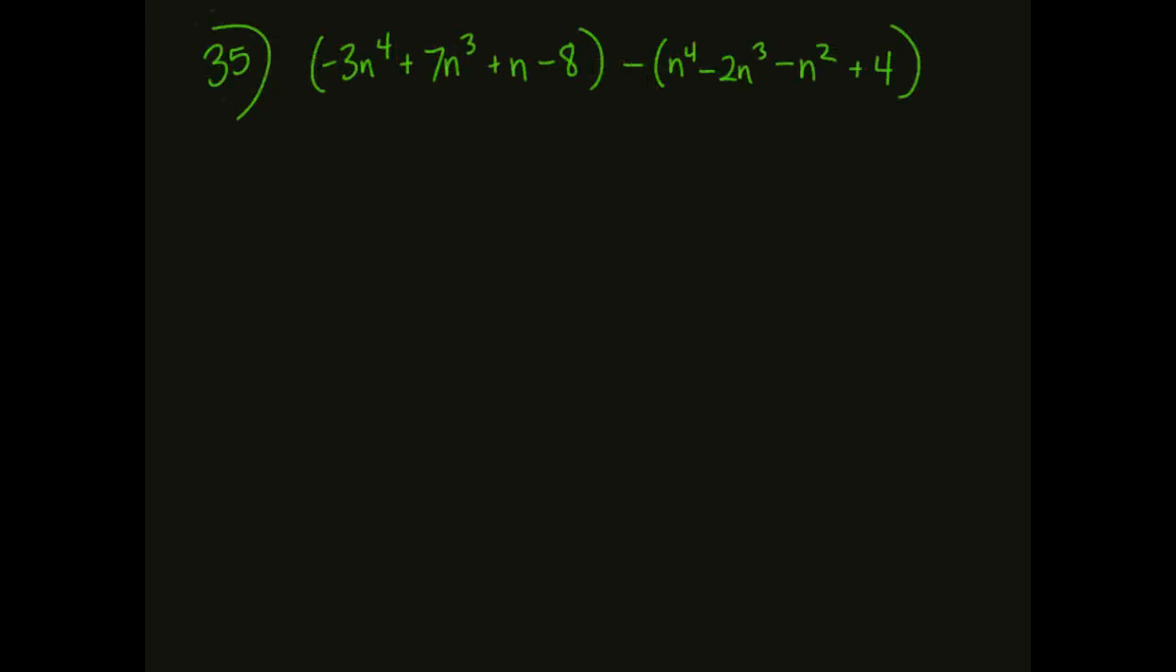Okay, so now we're dealing with 1, 2, 3, 4, a polynomial with 4 terms, and we're subtracting another polynomial with 4 terms. Notice that in this first one, the highest degree is n to the fourth, and in this second one, the highest degree is also to the fourth. So what we're going to do is first do some housekeeping. We're going to get rid of the parentheses. And because of the minus, I'm going to change the sign on every term on the inside.